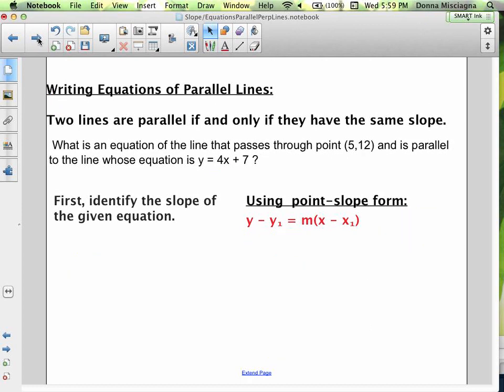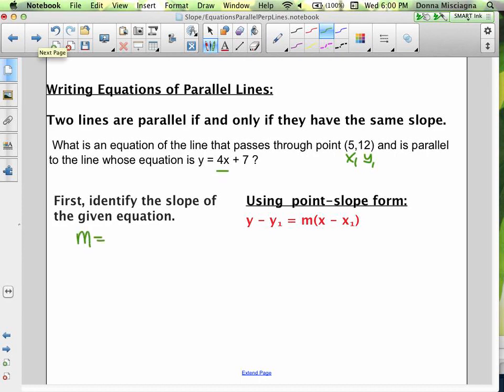All right, let's look at this one. Two lines are parallel if and only if they have the same slope. What's an equation of the line that passes through the point (5, 12) and is parallel to the line whose equation is y equals 4x plus 7? So remember, parallel lines have the same slope. Our slope is 4. So now all we have to do is plug in: y minus 12 equals 4 times (x minus 5).